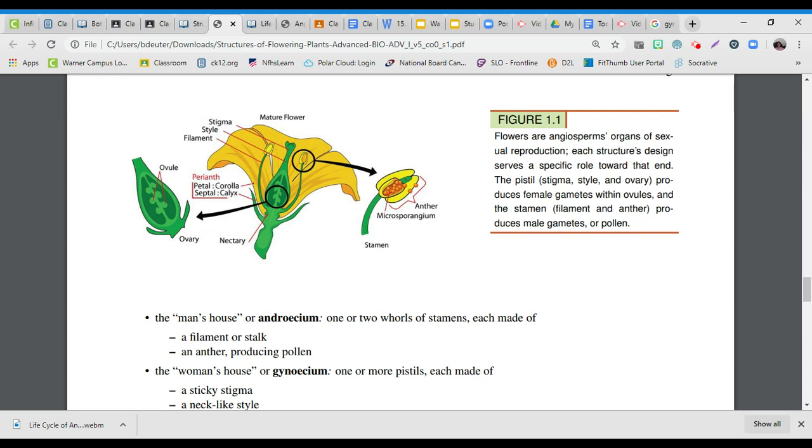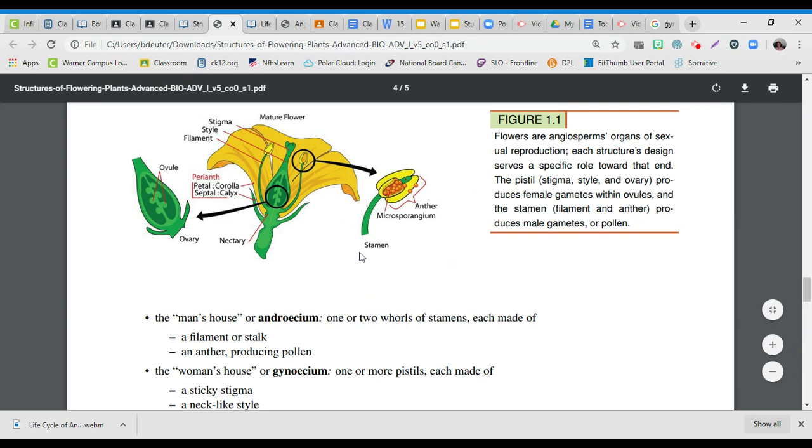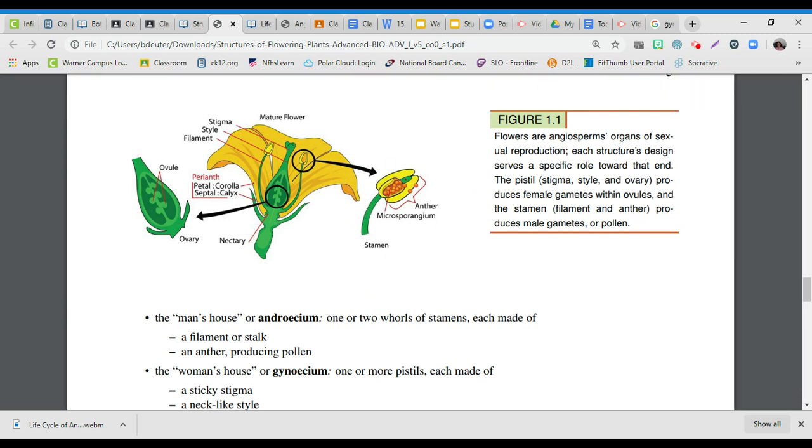So one, we're going to have a male and female reproductive structure. This is a perfect flowering plant, or a complete. This has both the male and female reproductive organs. This is what we know as the anther and stamen, or the man's house, of the angiosperm. They have one or two whorls of sepals, and they're made up of filaments or stalks. They'll have an anther that produces the pollen. Remember, our pollen is our male reproductive.